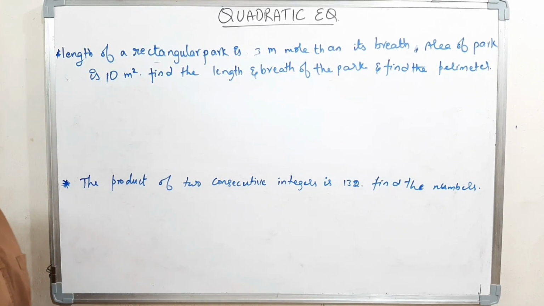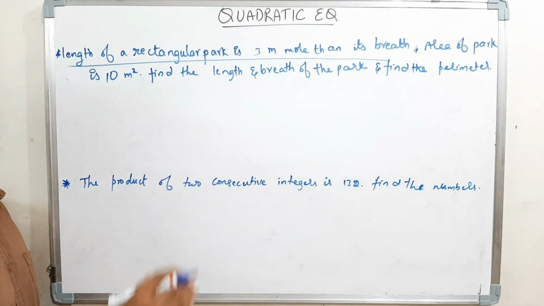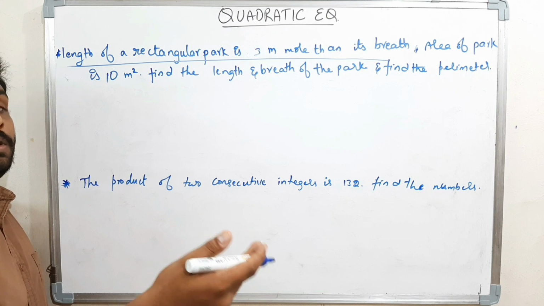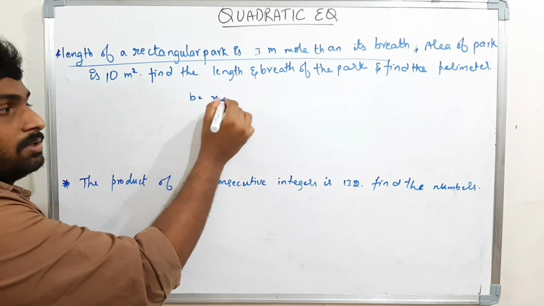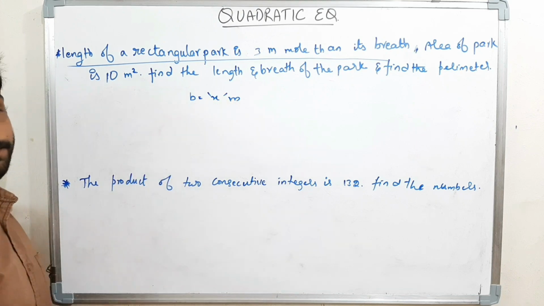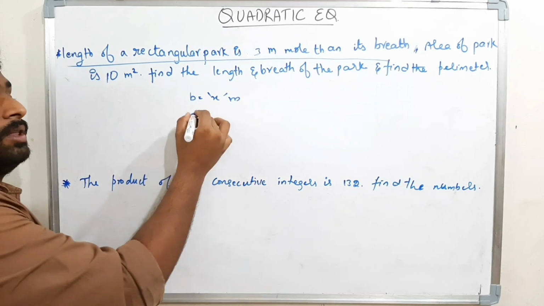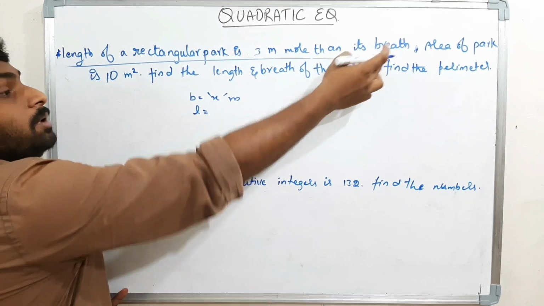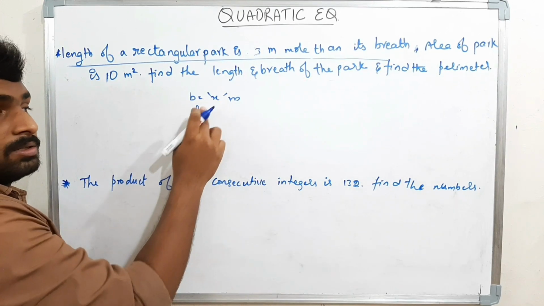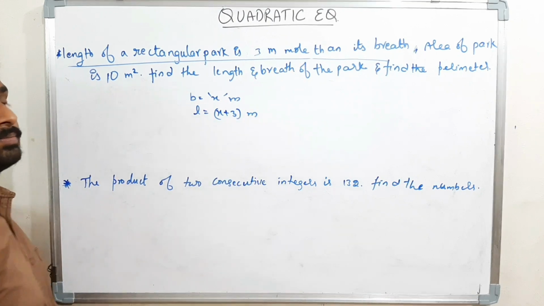Okay, first of all, what we can do? What did they give in this line? The length of the park is 3 meters more than its breadth. I am assuming the breadth as x meters because I don't know what the breadth is, and I don't know the length either. Then they told us the length is 3 meters more than its breadth. That means if the breadth is x, the length has to be x plus 3 meters.